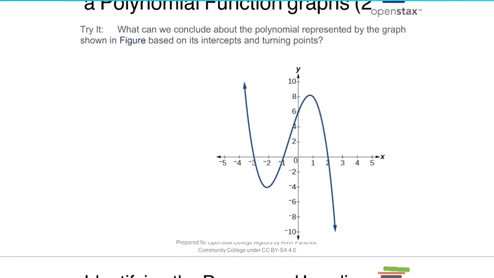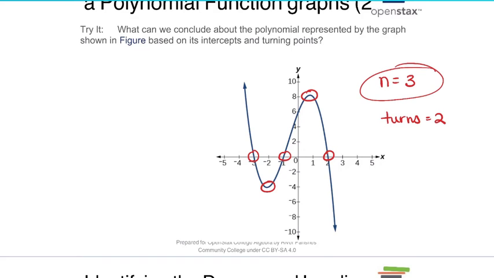Unpause when you're ready. Alright, so looking at x-intercepts, we have 3 x-intercepts. We have 2 turns. If we have 2 turns, that would imply that n equals 3 as well. So I think that the degree is most likely 3, or at least 3.